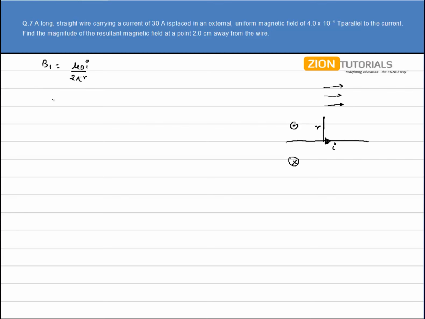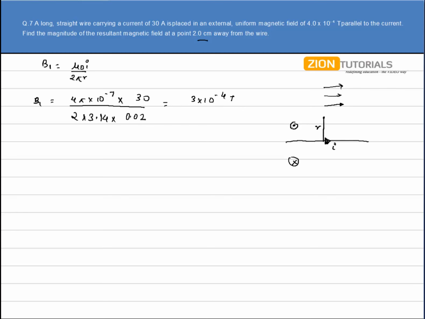So substituting the value, I have magnetic field as mu naught is 4 pi into 10 to the power minus 7, I, that is current, is 30 ampere, divided by 2 pi r. Here r is the point at which we have to calculate the magnetic field. It is given as 2 centimeter or 0.02 meter. So on solving this, I get the value of magnetic field as 3 into 10 to the power minus 4 Tesla.